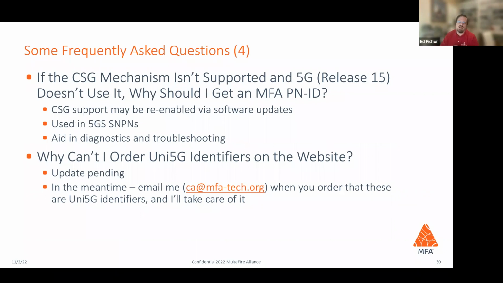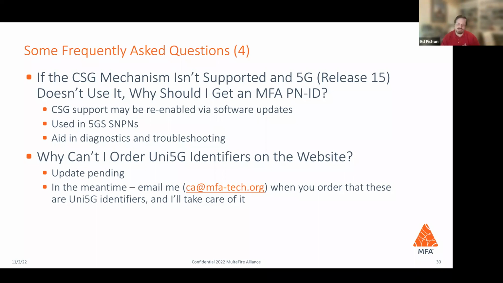Let's see, lastly, if the CSG mechanism isn't supported in LTE or in release 15 5G or in release 16, if you don't support standalone non-public networks, why should I bother getting an MFA private network ID? And there's a couple of reasons. One is because the CSG mechanism has been implemented, that support may be re-enabled via software updates in the future on the UE side. So already having that private network ID figured out and installed and put on your SIMs means that if that CSG support is added, you can take advantage of that fairly quickly.